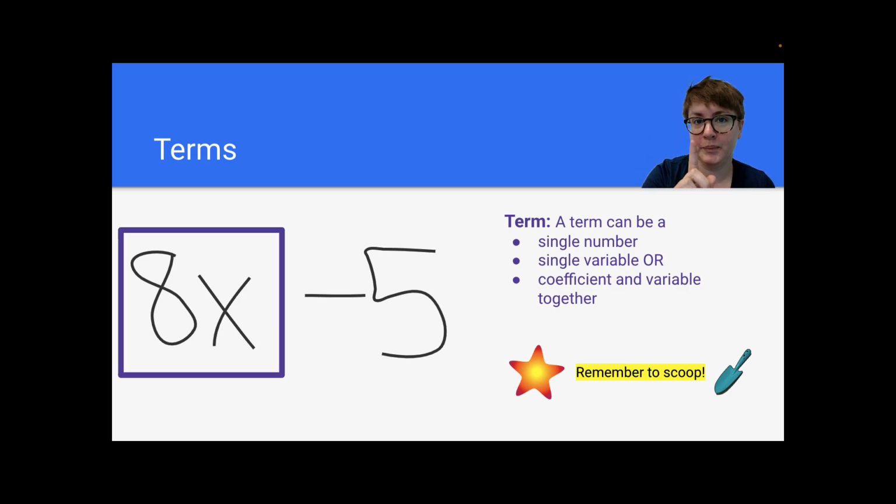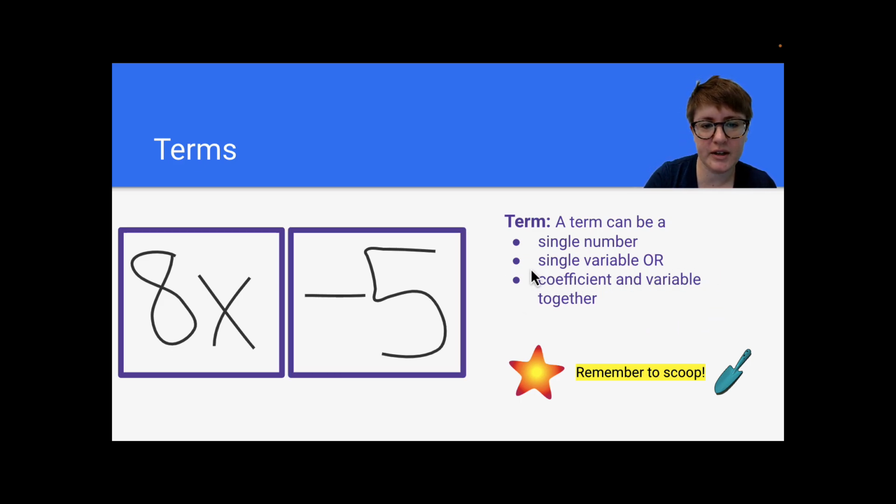Okay, 8x is one term in this expression because it falls under the category of a coefficient and a variable together. And -5 is also a term in this expression because it's a single number. And that's how, even though these two things look pretty different, they're both terms because they fall into different categories.